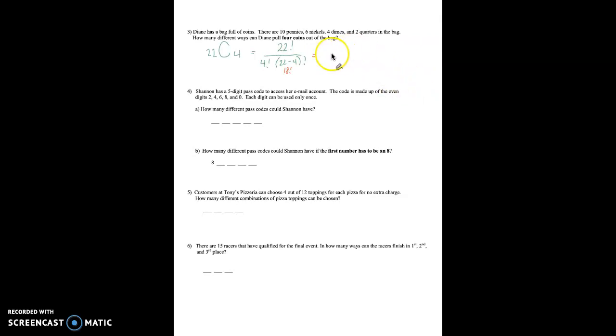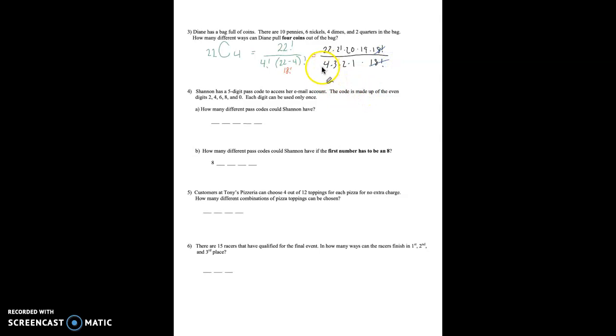All right, if you have a calculator, this one's a little bit easier to put in there. If not, you're going to do 22 times 21 times 20 times 19, and you're stopping at 18 factorial because that is the largest in our denominator. Then 4 factorial, 4, 3, 2, 1, and then 18 factorial.